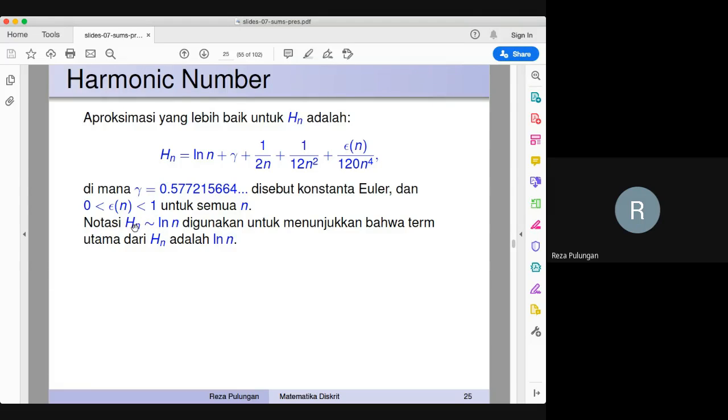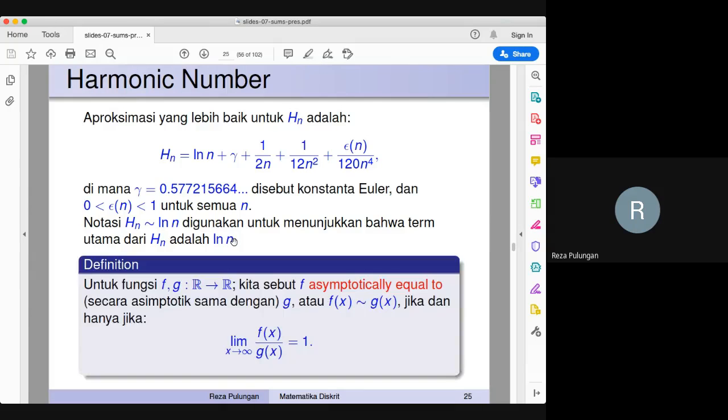Getting closer and closer when n gets larger is shown by using this notation here. The notation H_n approaches the natural logarithm of n is used to show that the main term of H_n is equal to the natural logarithm of n. And we have the definition.